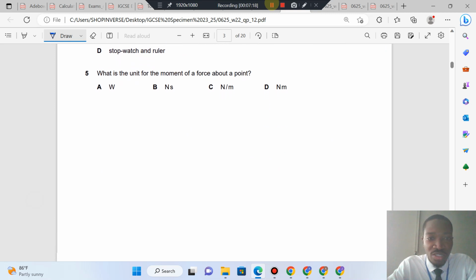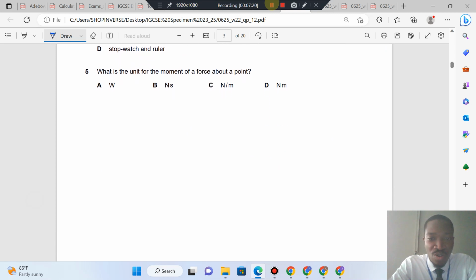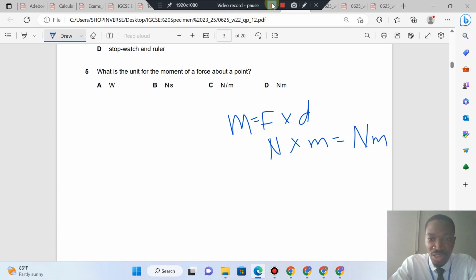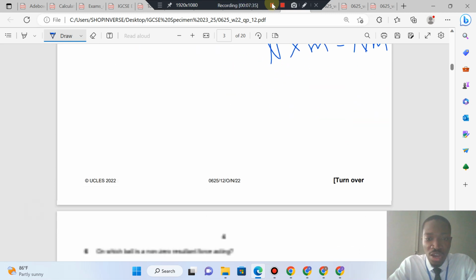Question 5. What is the SI unit of moment of a force? Moment of a force is the product of the force times distance. That's the formula for moment, okay? And force is measured in Newton and distance is measured in meter. And that's why the SI unit of moment is Newton meters. Option D is the correct answer.